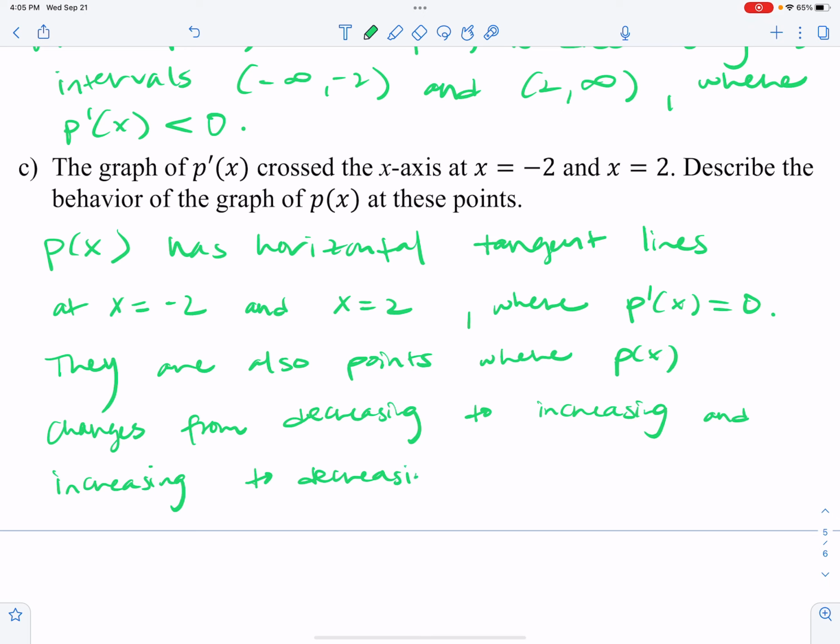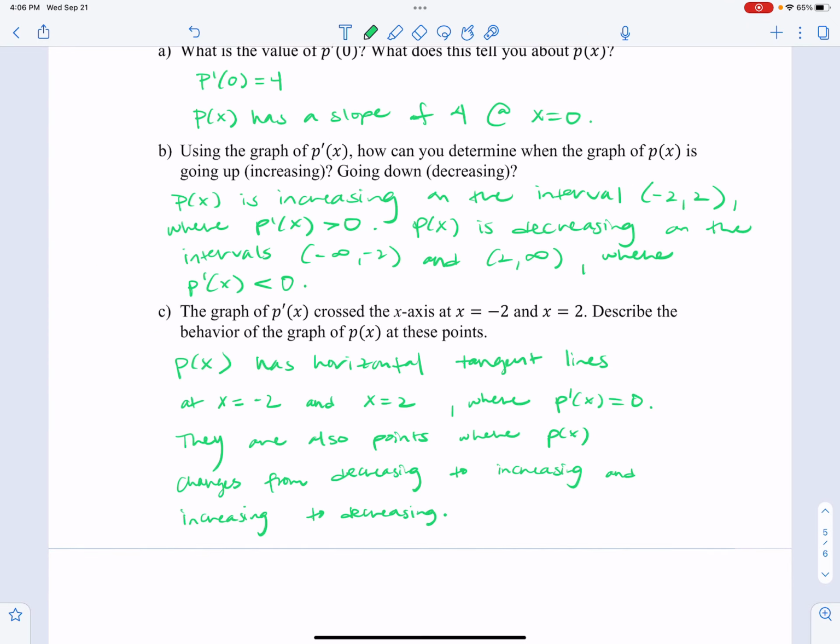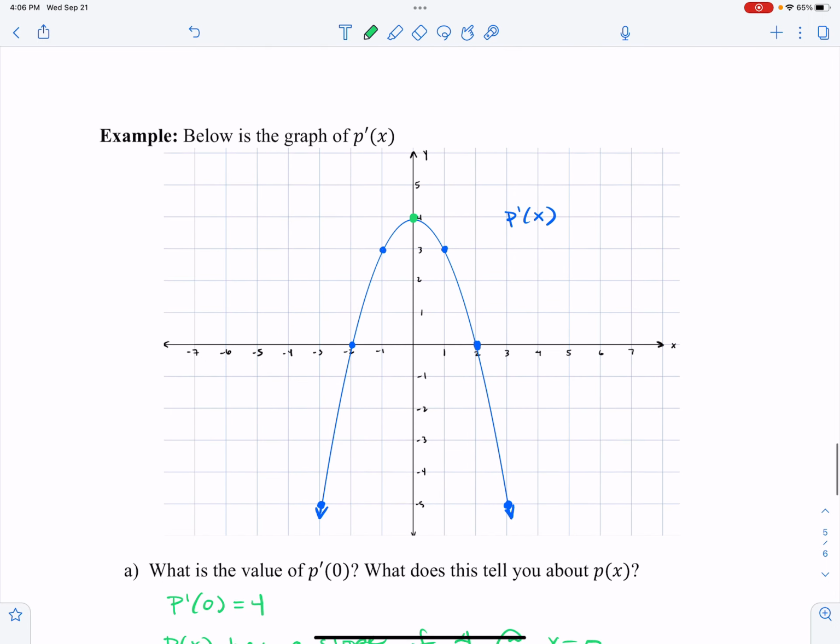Now we don't know the y values for those points on p of x, so it would be difficult. You could come up with a sketch of a graph that could fit this, but your friend could sketch a different graph that would also fit these conditions, for the information that you are able to pull out from this graph.